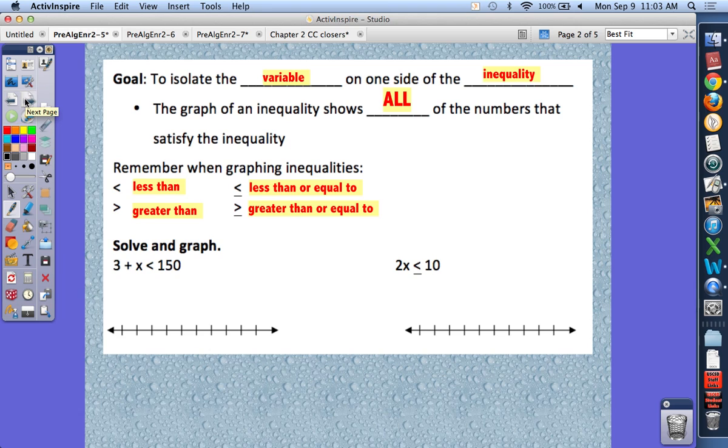With solving inequalities, our goal is still to isolate the variable. It's just on one side of the inequality symbol now instead of an equation. Whenever we solve an inequality though, we have lots of solutions.